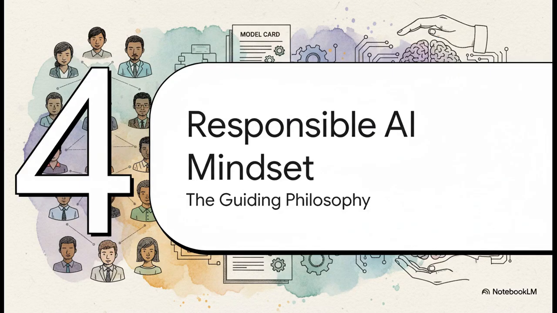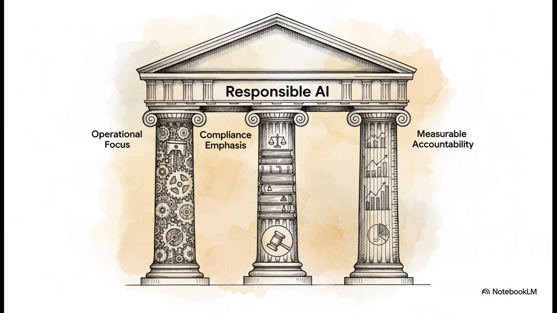So we've covered the design phase, the building phase, and the management phase. The final piece of this puzzle is the overarching mindset, the philosophy that connects all of these practices together and guides the builder's hand at every single stage. And that mindset is called responsible AI.